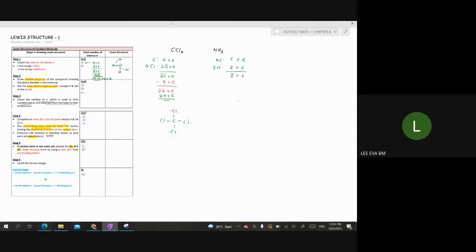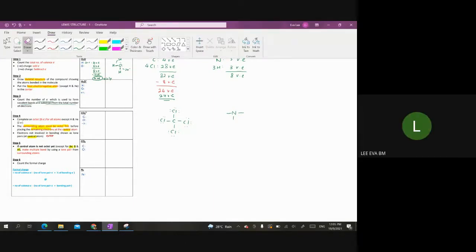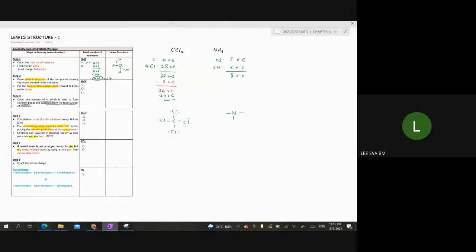Okay, so we put our skeletal structures. Who will be in the middle? Nitrogen. Reason? Because it has 5 valence electrons. No. It is less electronegative, not positive. The least electronegative sitting in its center. Okay, so now we have nitrogen in the middle, hydrogen at the surrounding.